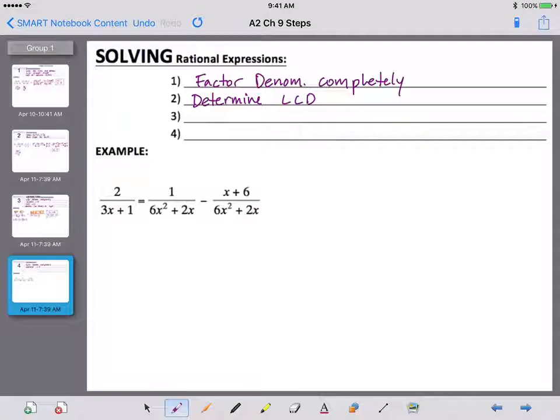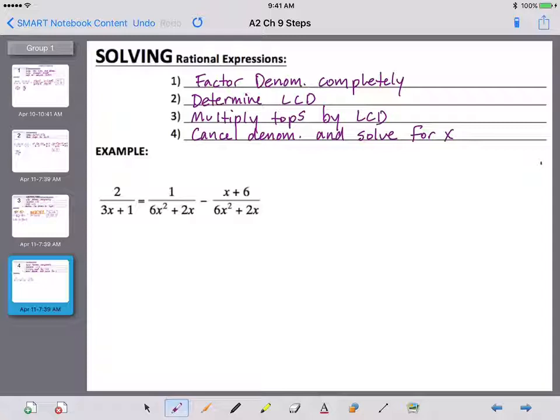Once you have that least common denominator, that's what you multiply just the tops of the fractions by. So you multiply the tops by that least common denominator. Then we cancel out all of our denominators, and it's just solving from there. So cancel your denominators and solve just like you would any equation.